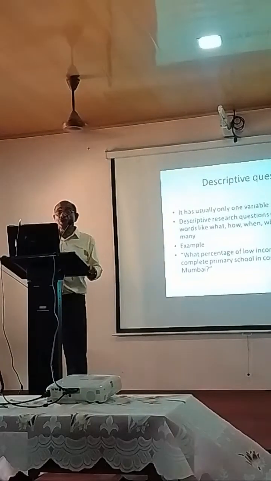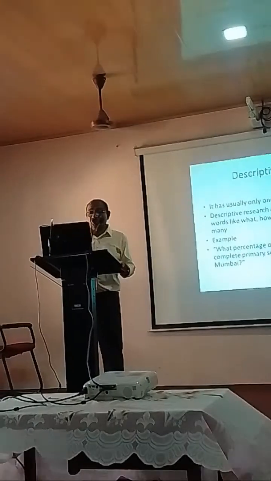There are some variables, some parameters. Low-income children normally studying in primary schools may not be able to complete their schooling. So the question is, what percentage of low-income children are able to complete it? It needs collection of data and analysis. The population that we choose for that, the sampling, is very important. Based on that, we will be able to derive it. So a question is asked here, an example of a descriptive question is given here.